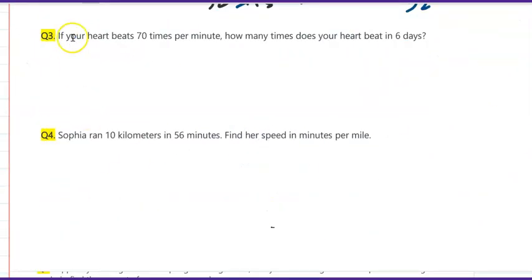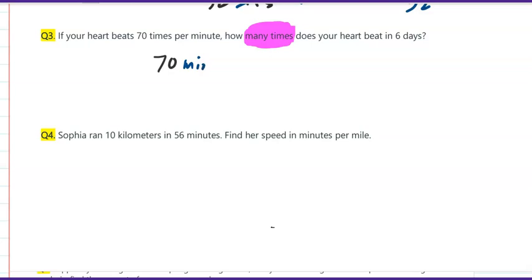Next question. If your heart beats 70 times per minute, in other words, in 1 minute your heart beats 70 times, how many times does your heart beat in 6 days? So you're looking for the number of times. The number of times must be in the numerator because that's what you want in your answer. So 70 times per minute means 70 times your heartbeat in 1 minute.